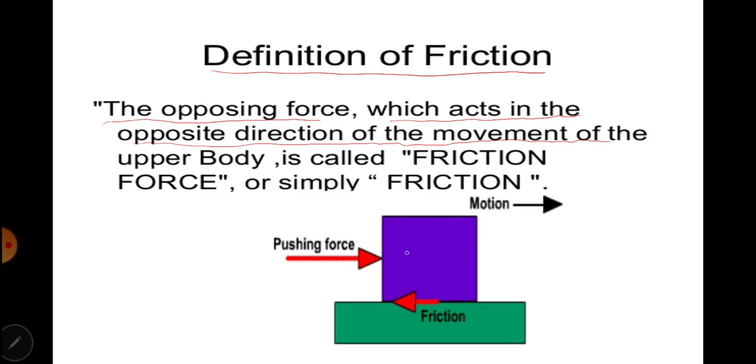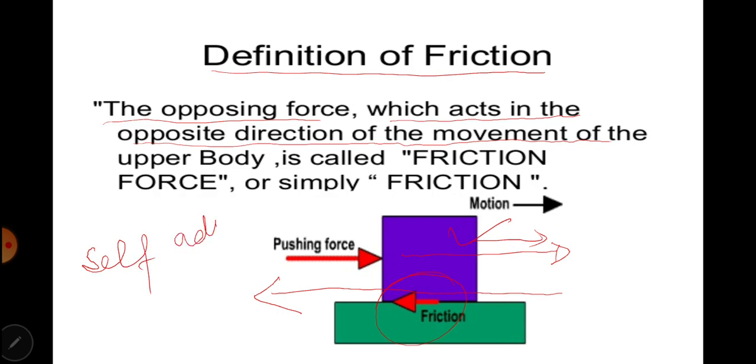For example, we are pushing this body in this direction. The force of friction will act in the opposite direction. Friction is a force that comes into action as soon as a body is pushed or pulled over a surface. If you are pushing or pulling this body, the force of friction will come into action. Force of friction is a self-adjusting force.